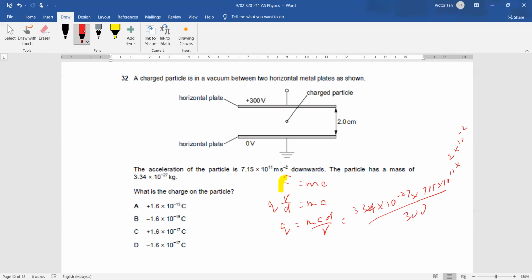(1.6 times 10 to the negative 19). So is it positive or negative? So it's downwards. Electric field strength is downwards. So if it's downwards, it's a positive charge.